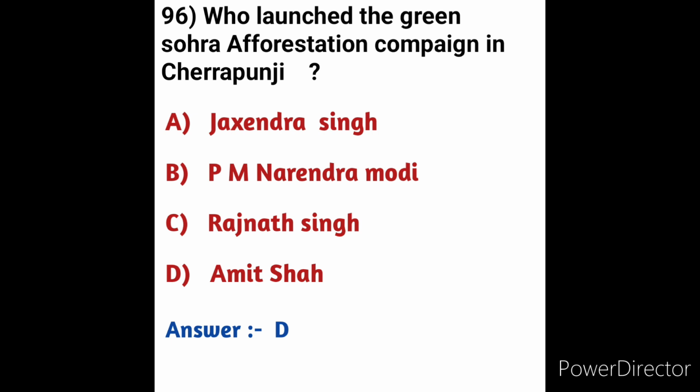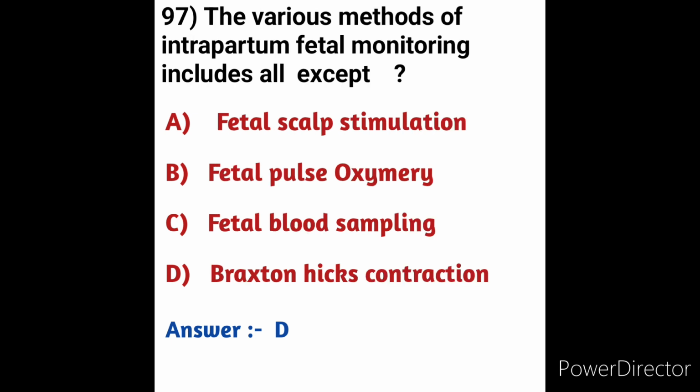He is the Union Home Minister, underlining the importance of tree plantation. The main aim of the Sahara afforestation campaign is underlining the importance of tree plantation. Amit Shah is a Union Home Minister. Okay, friends. Option D is the correct answer. Option D, Amit Shah. Next, move on to question number 97.